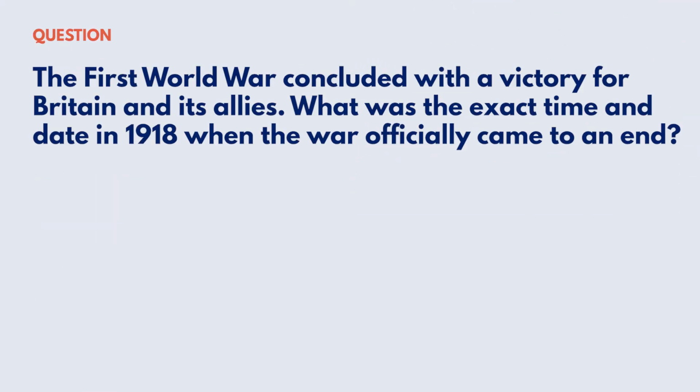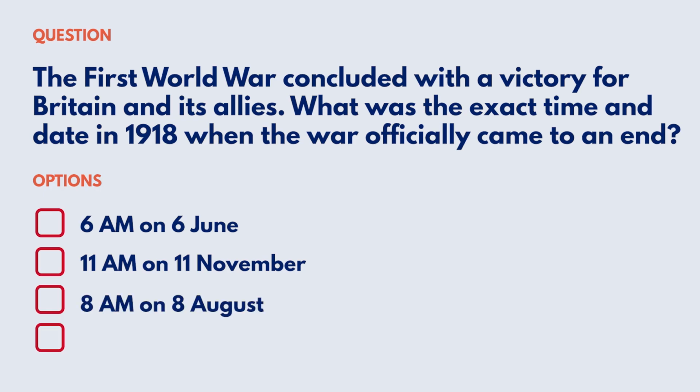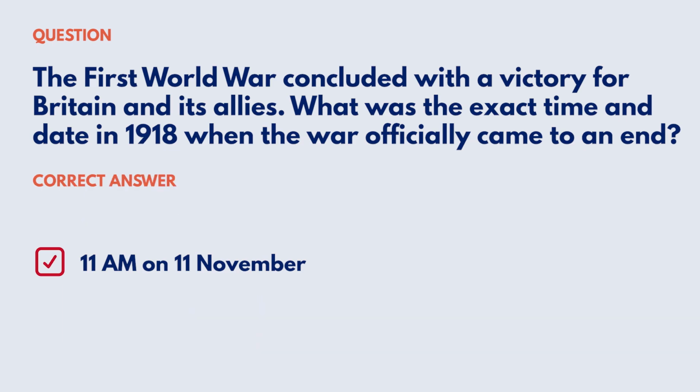The First World War concluded with a victory for Britain and its allies. What was the exact time and date in 1918 when the war officially came to an end? 6 a.m. on the 6th of June. 11 a.m. on the 11th of November. 8 a.m. on the 8th of August. 10 a.m. on the 10th of October. Correct answer: 11 a.m. on the 11th of November.